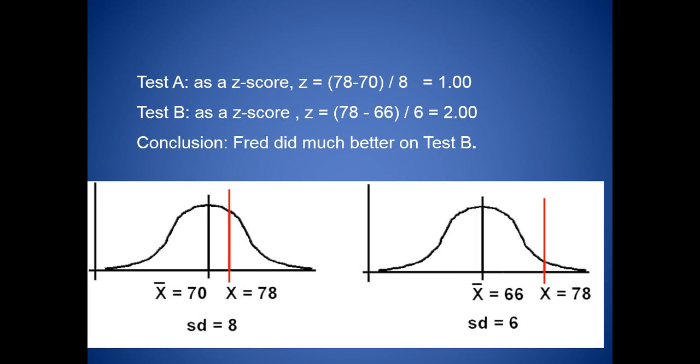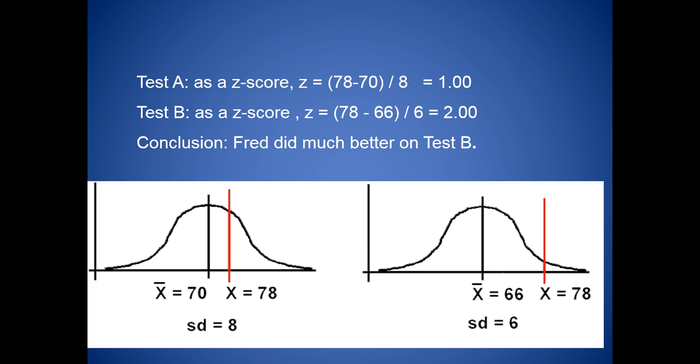Well, if we apply the concept of z-score distribution, it's very easy to solve the problem. For test A, the z-score is z equals the individual score, which is 78, minus the population mean of 70, which gives 8, and then divided by the standard deviation of 8, so that's 8 divided by 8 equals 1.